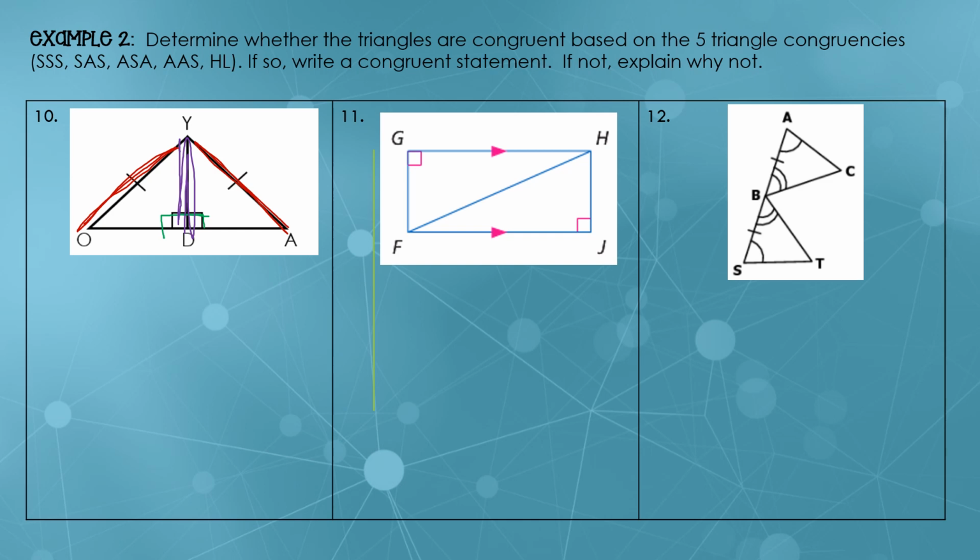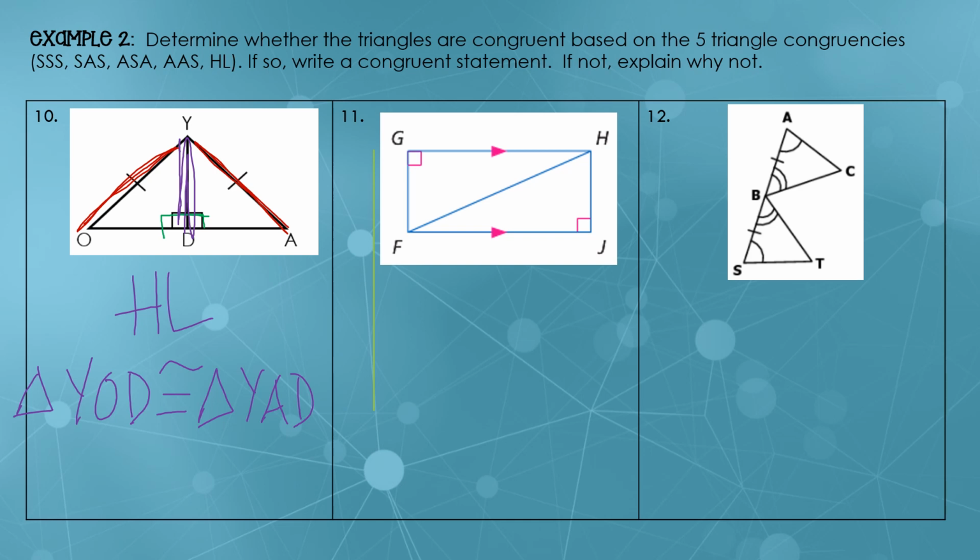So that was the legs, or the sides that we were given, the OY and the AY. Those are the hypotenuse. They are marked congruent. And then we have to have another side, which would end up being the leg, and that's YD, that reflexive side. So these two triangles are congruent by hypotenuse leg. Triangle YOD is going to be congruent. Make sure you pay attention to the order. That would be Y, then A, then D.